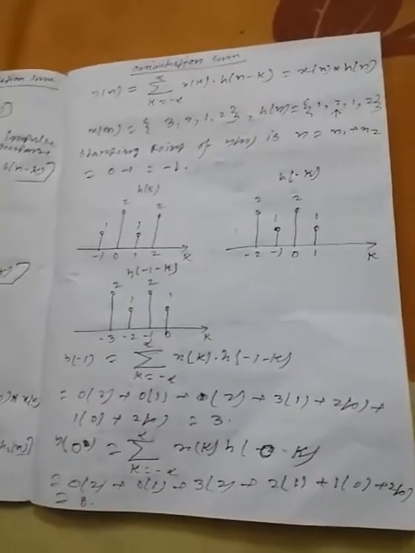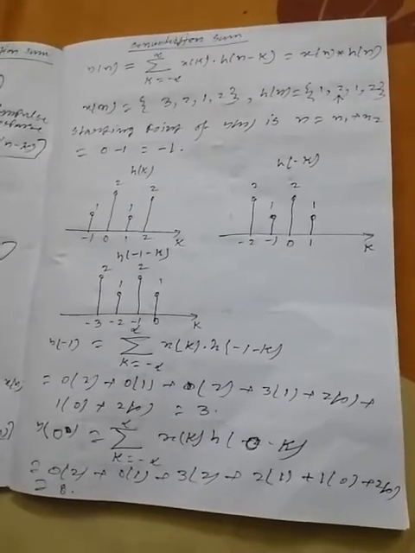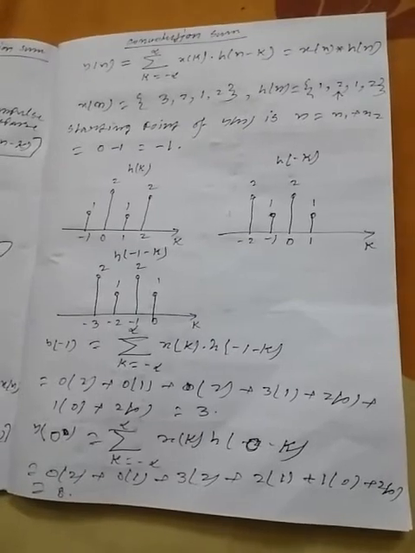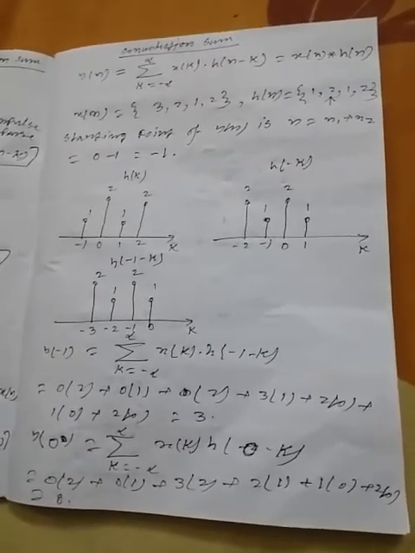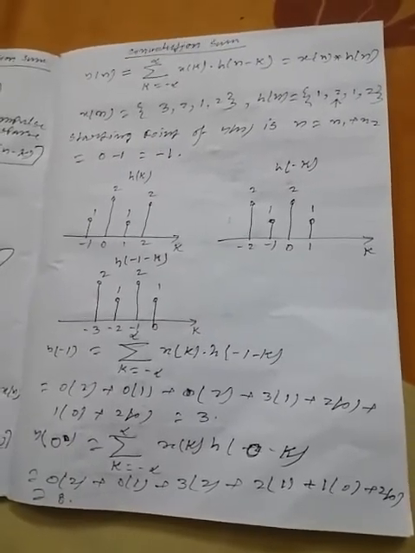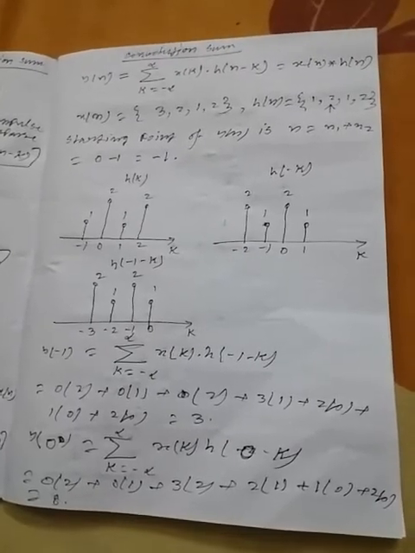So from this video we learn how to calculate the convolution of two given sequences, that is called convolution sum in the graphical method. In my next video there will be the matrix method of finding convolution between two sequences.